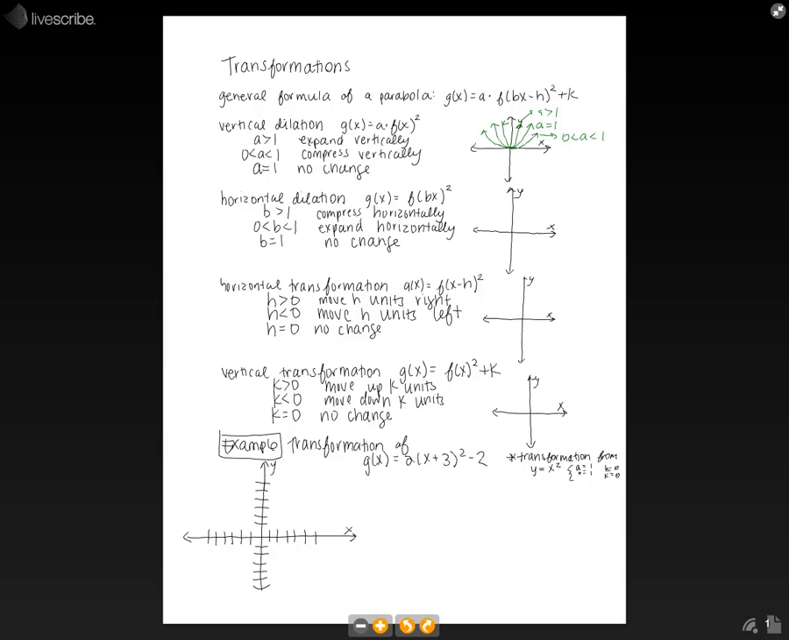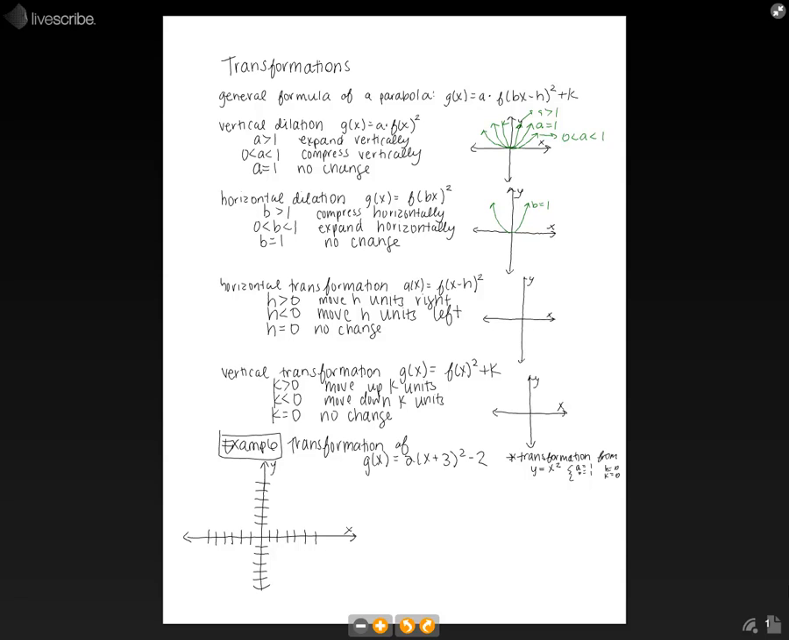Horizontal dilation deals with the b part of the equation. If b is greater than 1, then we're going to compress horizontally. If b is greater than 0 but less than 1, we expand horizontally. And if b is equal to 1, we have no change. So if this is our original parabola, we know that b equals 1 and there's no change.